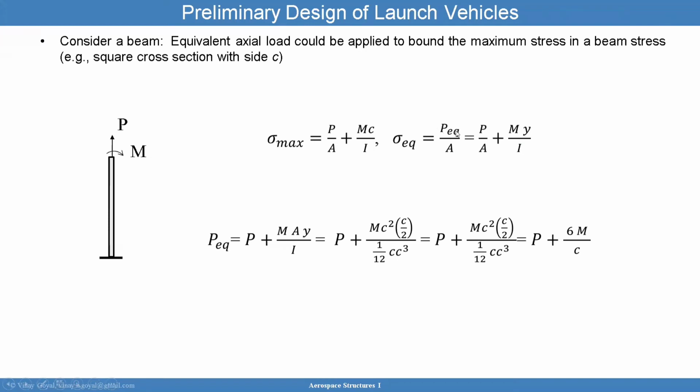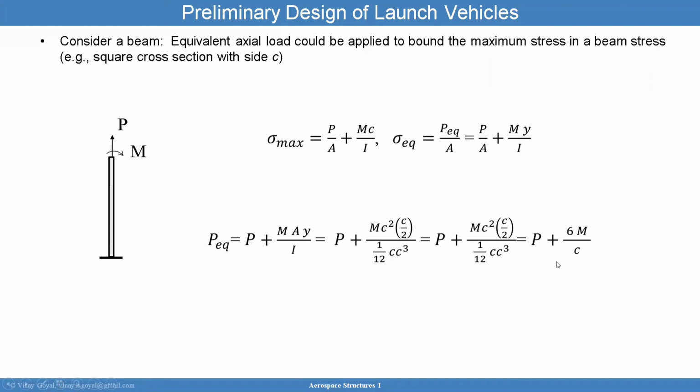And I want to come up with an equivalent load P divided by the cross-sectional area that's equivalent to all this effect. And to do that, I can multiply both sides of the equation by A. So this A cancels out and I get MAY divided by I. So I have P plus M times the cross-sectional area C squared, Y is C over 2 because one side of the square is C. And then the inertia is 1 over 12 BH cubed, which is C times C cubed for a cross section that's square. And so now all this C cancels out and I get P plus 6M over C.